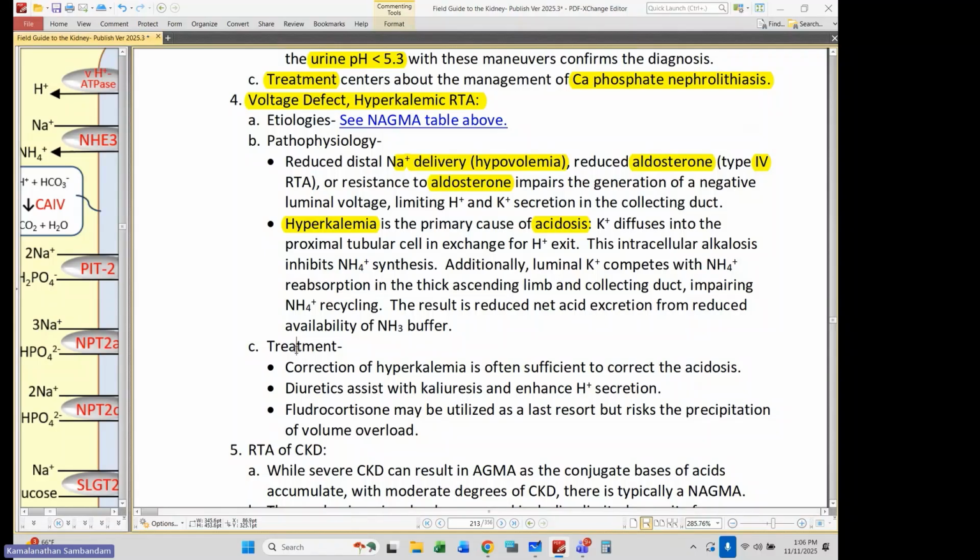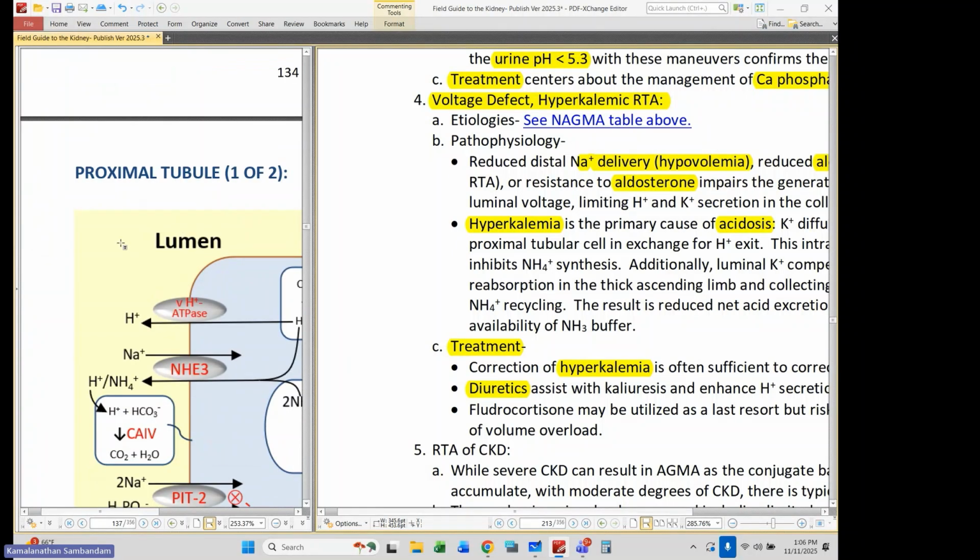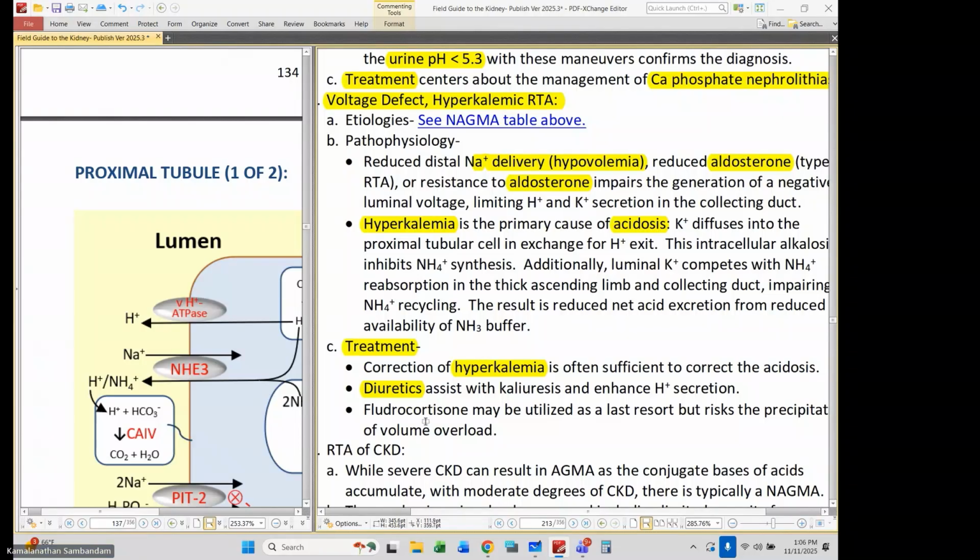All right, treatment, again, correct the hyperkalemia. Sometimes I do that with diuretics. That helps with the hyperkalemia. It also helps generate more lumen negative potential difference. We've gone over that multiple times. Get more sodium to the distal nephron. We absorb that sodium. I generate lumen negative charge. It helps dump more protons.